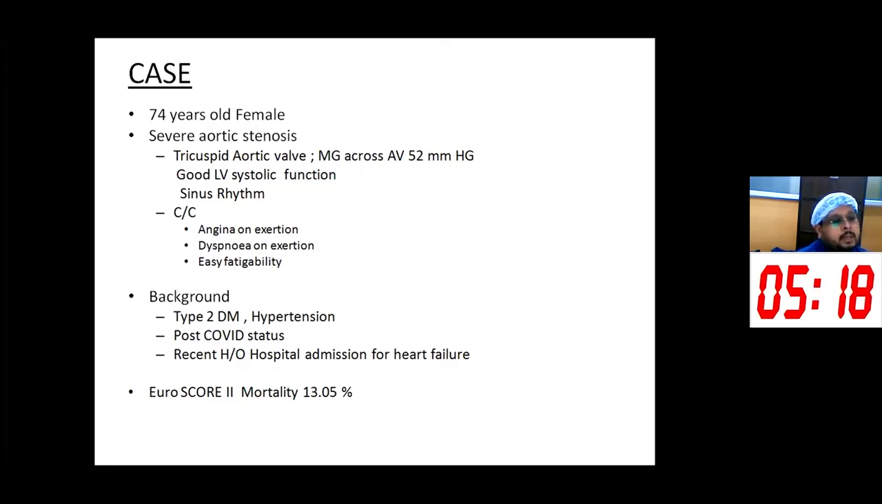So we thought about this patient. We calculated the surgical mortality score, and the score was high given such comorbidities. So we planned that she needed an aortic valve replacement, but the surgical replacement risk was high, so we decided to go for a transcatheter aortic valve replacement in this patient.